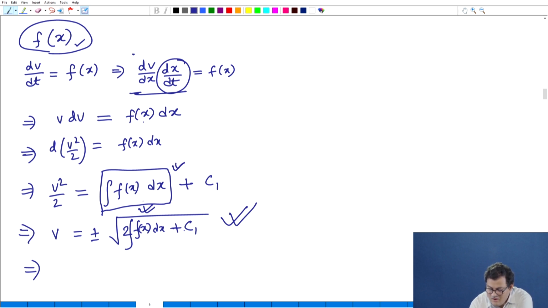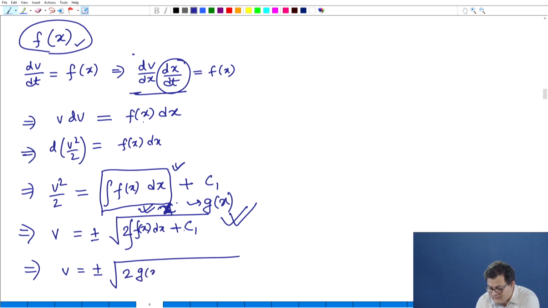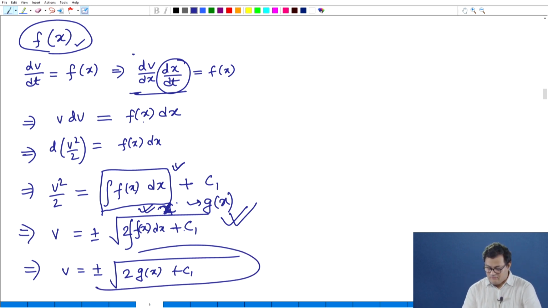So, if you somehow know this thing, and it is integrated, then this will be just a function of x, because this is an indefinite integral. Let us say it is a function g of x. Then what you have to do, this v will now be plus or minus root 2 g of x plus c 1. Now you have another function of x only.